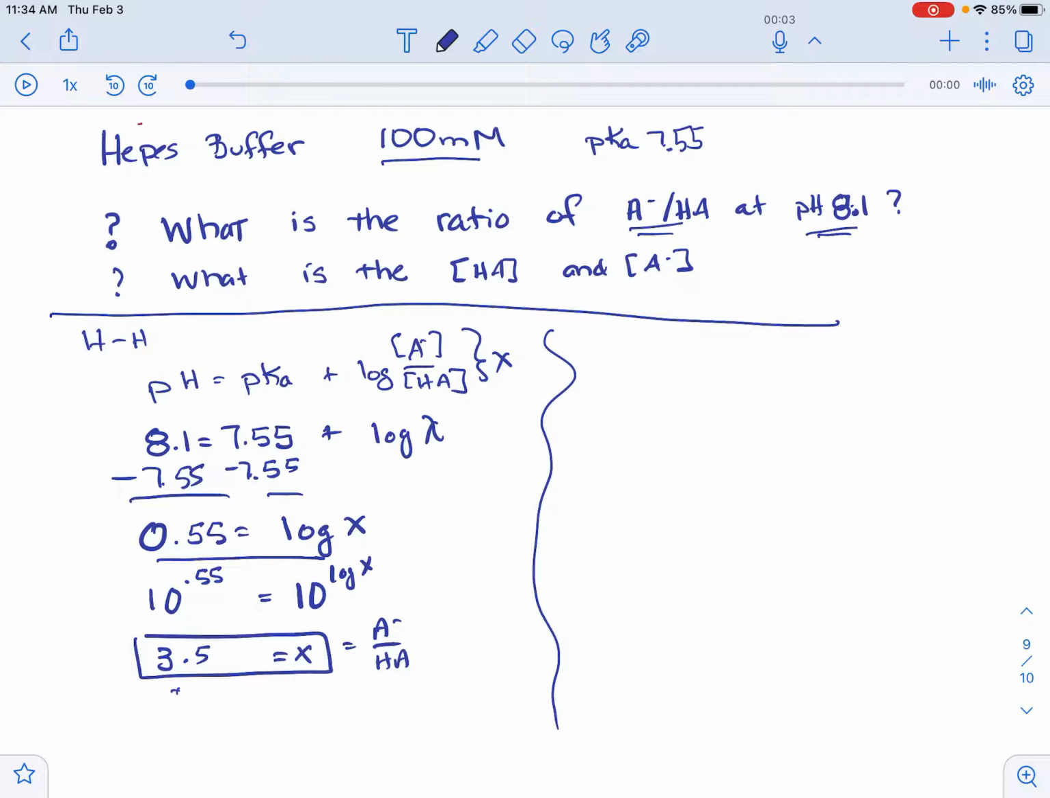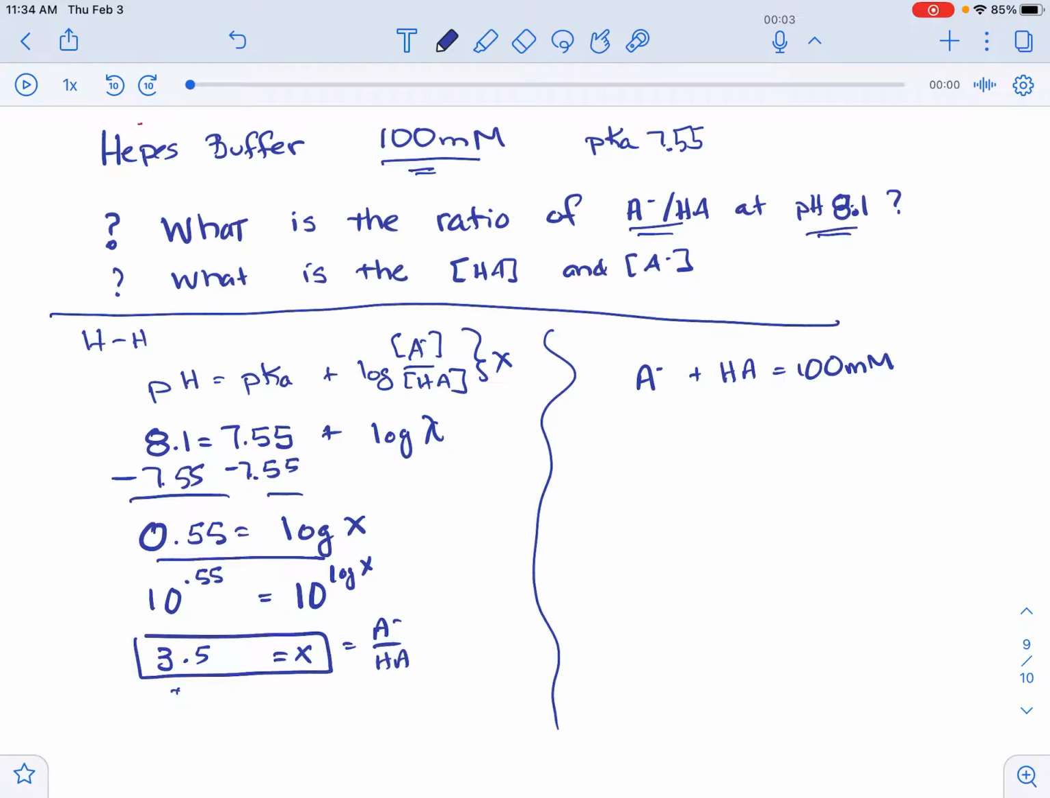For the second part of this problem, we need to calculate the individual concentrations of A minus and HA. And this is basically a two equation, two unknown problem. So we know that the concentration of A minus plus the concentration of HA is equal to 100 millimolar. We know that from up here. And we know that this ratio is 3.5.